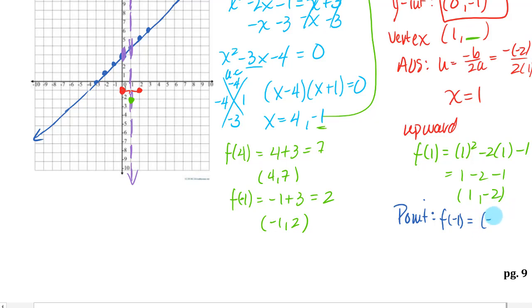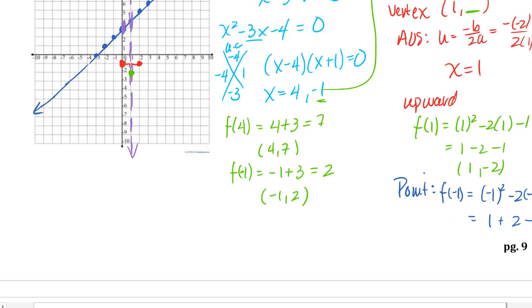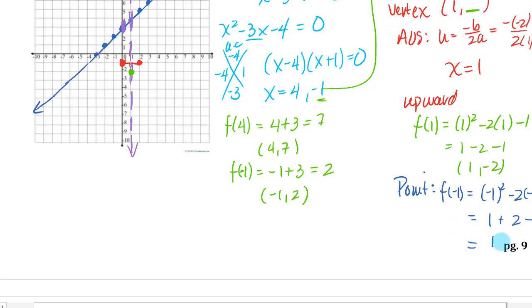So I'm going to get -1 squared minus -2 times -1 minus 1. So what do we get from that? I get a +1 when that -1 squares. This is going to turn into a +2 minus 1. So that's going to turn into a +2. So I get the point (-1, 2). So let's plot that and see what we get.